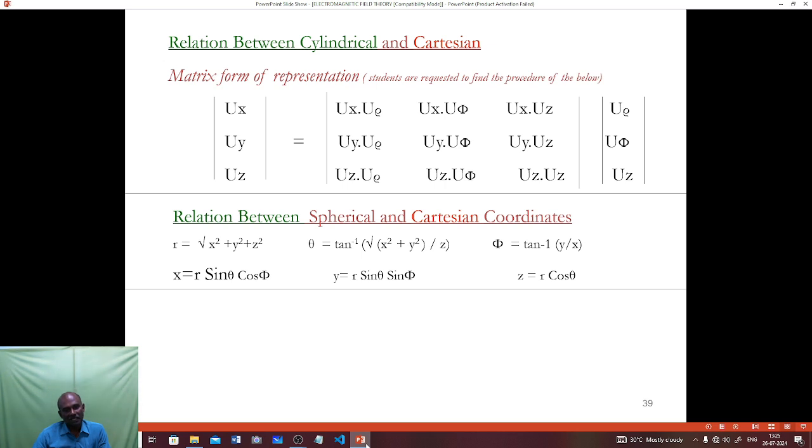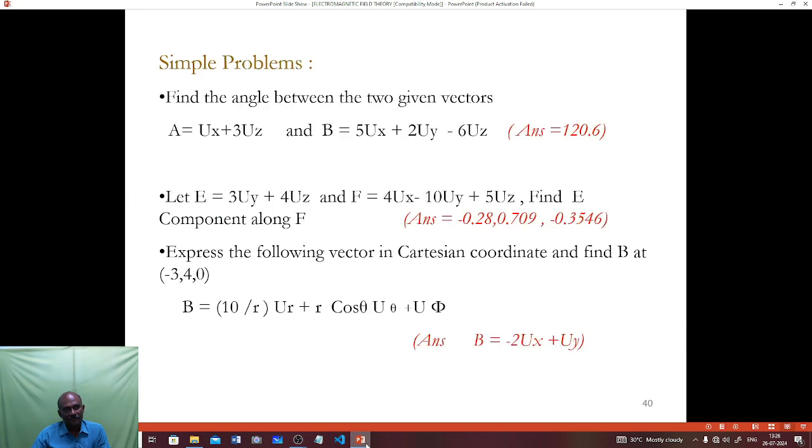And the Cartesian parameter y can be calculated from the spherical parameters r, theta, phi. Y is equal to r sin theta sin phi. Phi, as in the previous case, is equal to tan inverse of y by x. Then z is equal to r cos theta. So, problems finding the angle between two vectors: by using the dot or cross product we can find the angle between any two vectors.